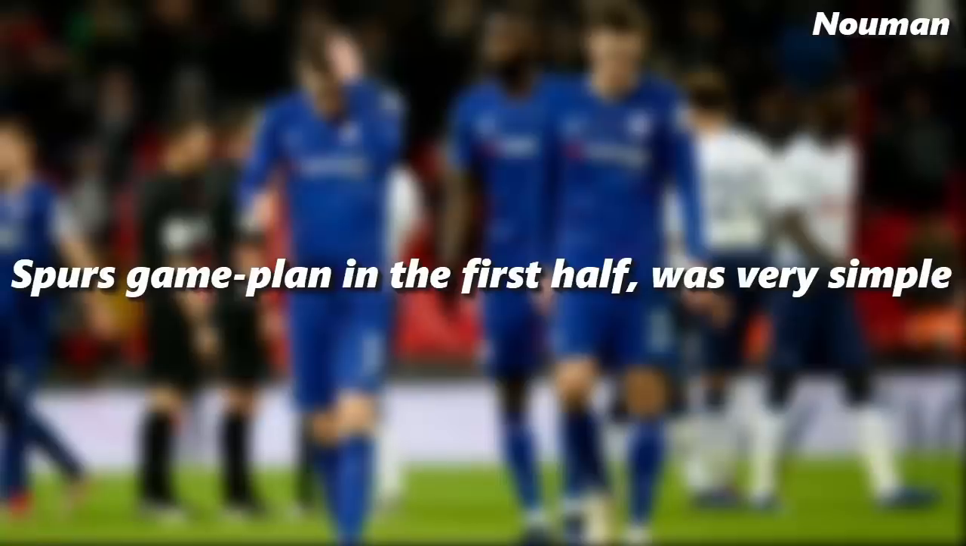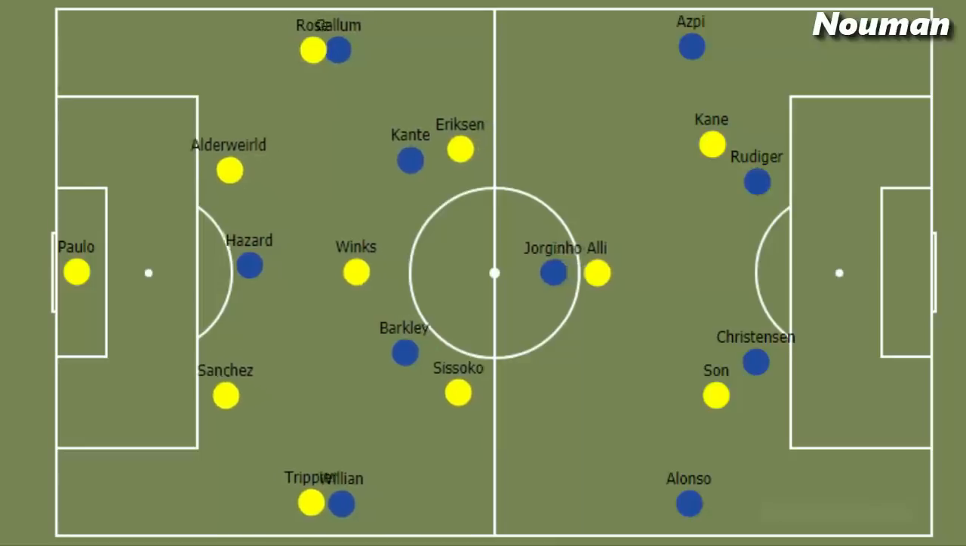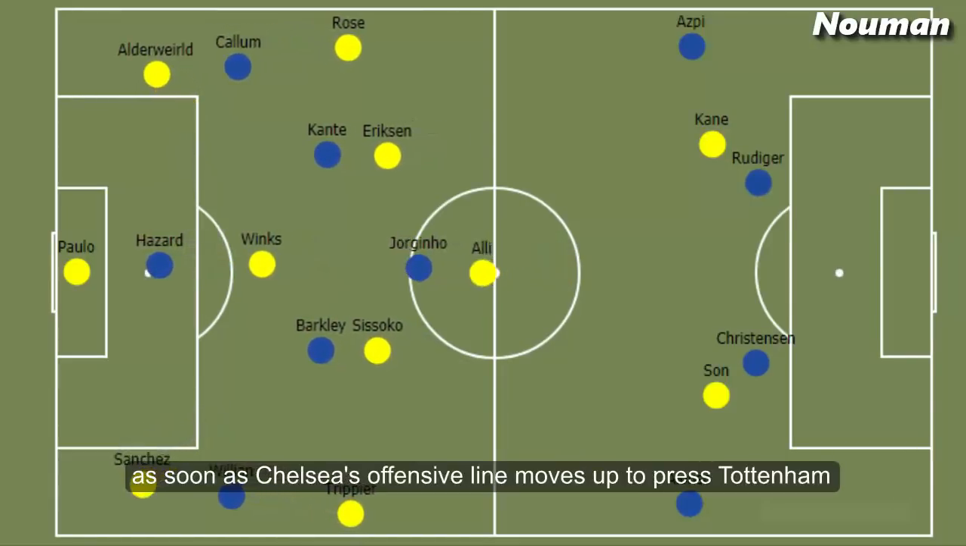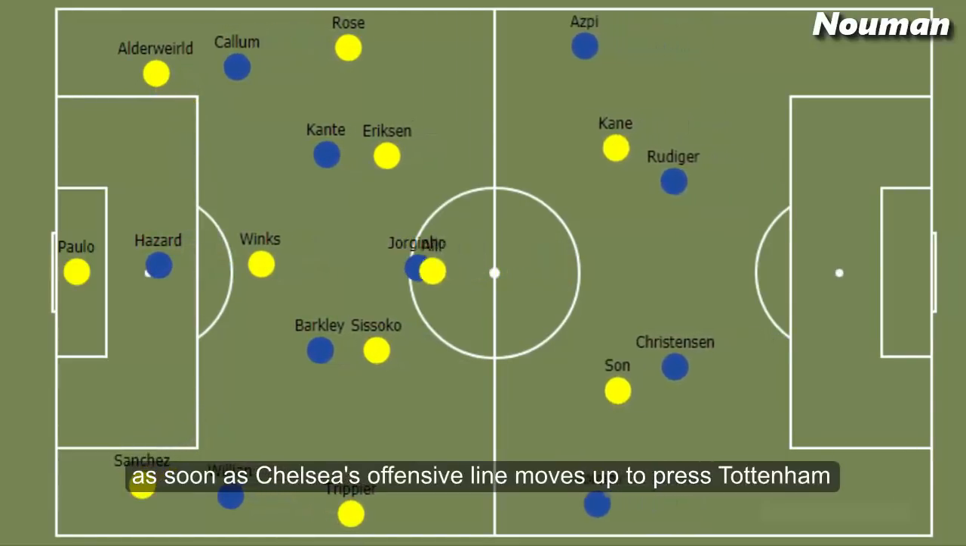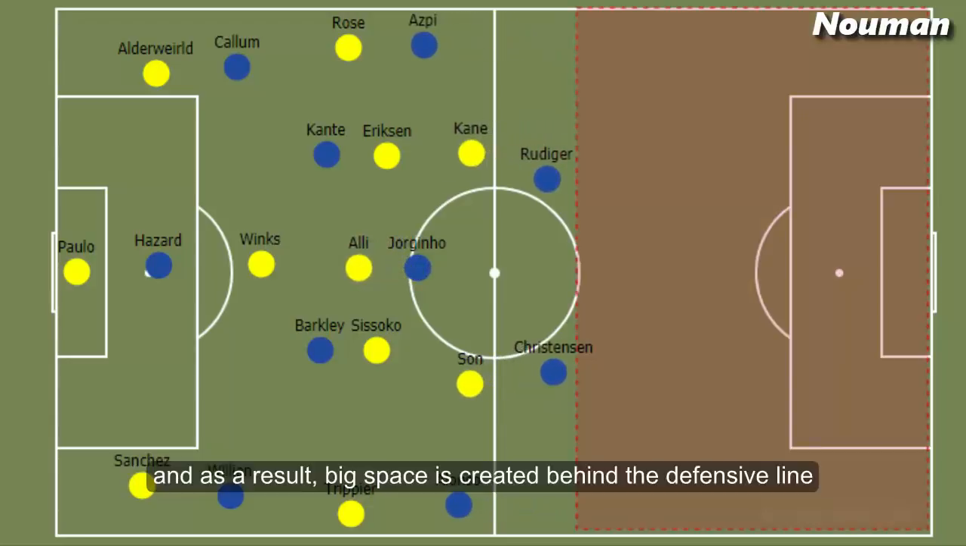Spurs' game plan in the first half was very simple. They invited Chelsea to move up to press them high up the pitch, which forced Chelsea's defensive line to also push up. So as we can see in this animation, as soon as Chelsea's offensive line moves up to press Tottenham, their defensive line is also pushing up to support the high press, and as a result, big space is created behind the defensive line.